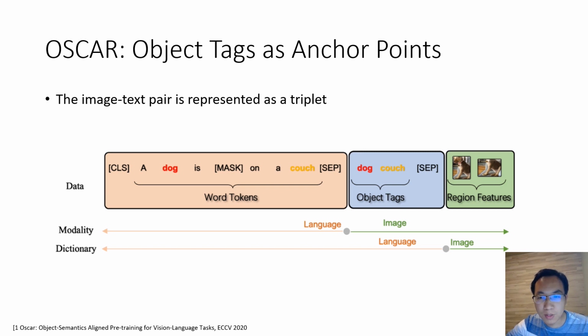So as for the model input, the authors try to represent the image text pair as a triplet. We have the word tokens, we have the object tags, we also have the regional features. And these three kinds of input can be understood from two perspectives. One is the modality perspective, and the other is the dictionary view.